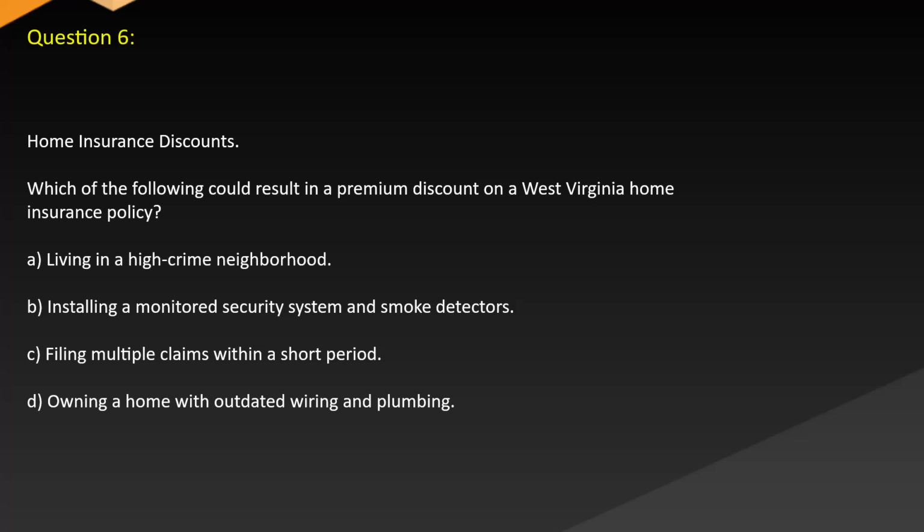Home insurance discounts. Which of the following could result in a premium discount on a West Virginia home insurance policy? A. Living in a high-crime neighborhood. B. Installing a monitored security system and smoke detectors. C. Filing multiple claims within a short period. D. Owning a home with outdated wiring and plumbing.